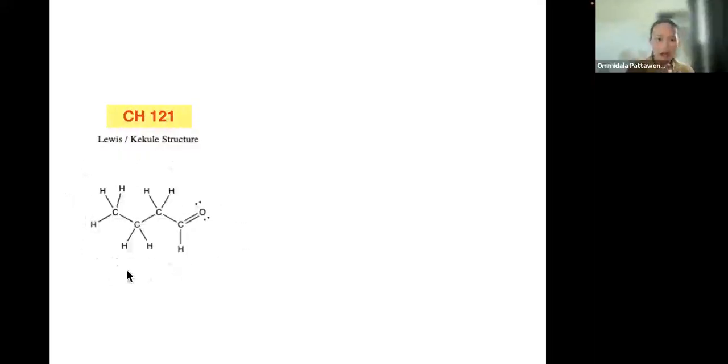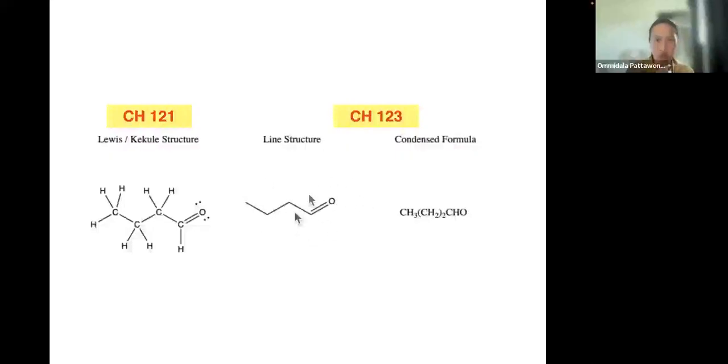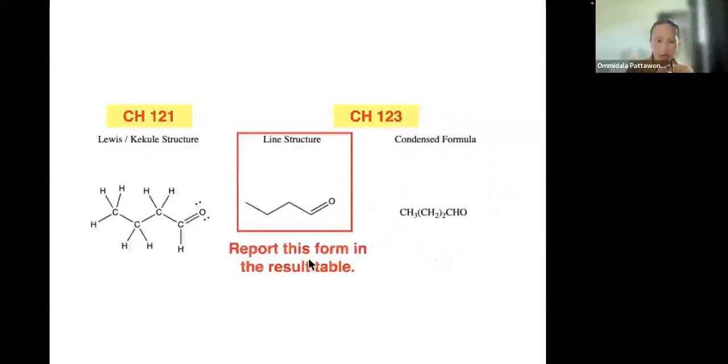If you look at this molecule right here, this structure seems to be very complex. So the line structure is used to simplify this. In line structure, we are going to only represent carbon and only functional groups. The reason for that is because the functional group will be the only part that will participate in chemical reaction. You will also learn about the condensed formula in class, but the line structure would be the one that we will use in the result table.